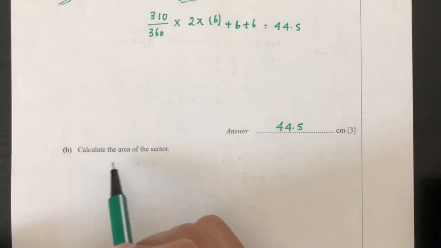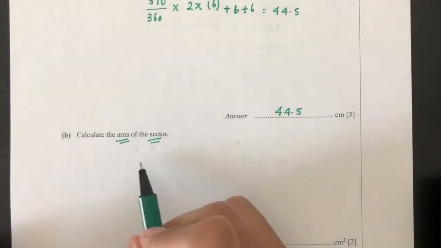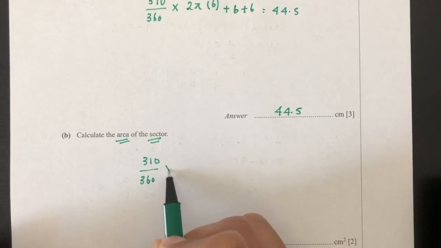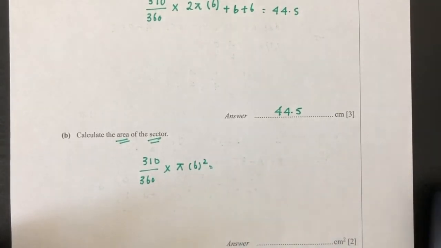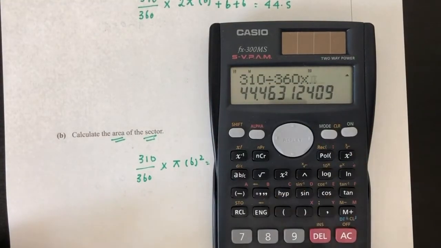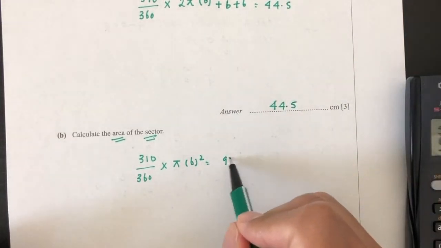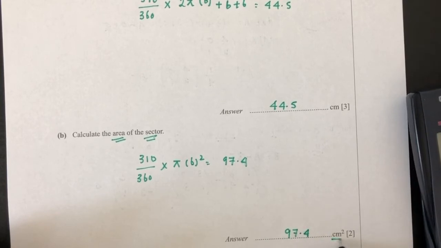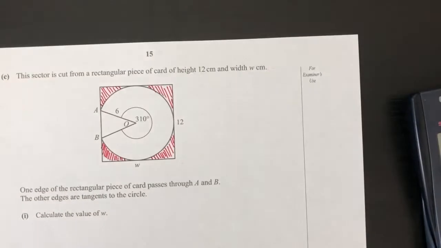Now part B, calculate the area of the sector. So the area will be the angle, which is 310 divided by 360, times pi r squared, which is 6 squared. So 310 divided by 360 times pi times 36. That will be 97.4 centimeters squared. So let's move on to part C now.